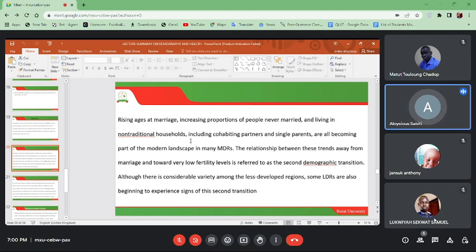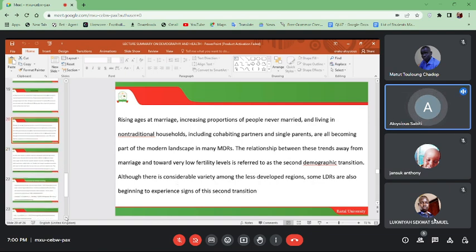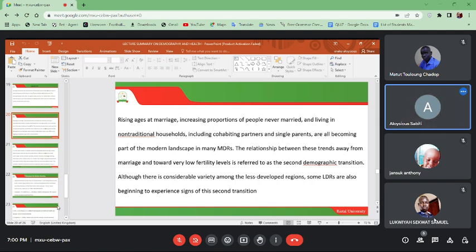The relationship between these trends away from marriage and towards very low fertility levels is referred to as the second demographic transition. So all these patterns that are leading to fewer people giving birth, or a low fertility rate, are being seen by demographers as a second demographic transition, although there is considerable variety among the less developed regions. So some less developed regions, especially in Africa, are also beginning to experience signs of this transition.